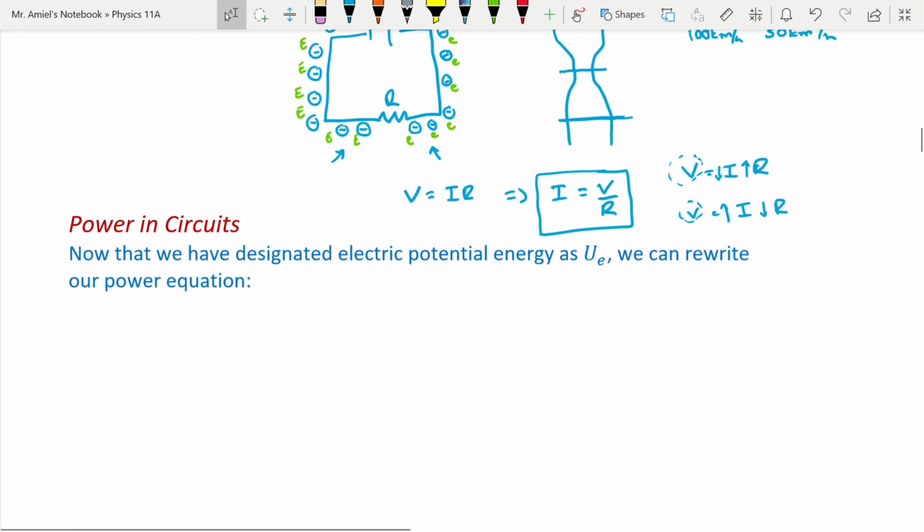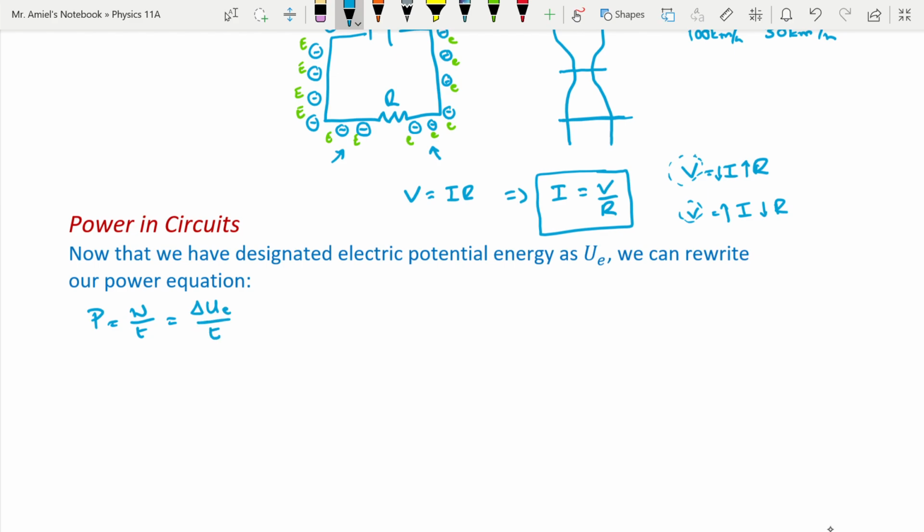Okay, so now we can go on and talk about power in our circuits. And so now that we've designated the electric potential energy as U sub E, why don't we rewrite our power equations? So we can say that we know power is equal to work over time, which is equal to, and instead of saying change in potential energy, we'll say change in electric potential energy over time.